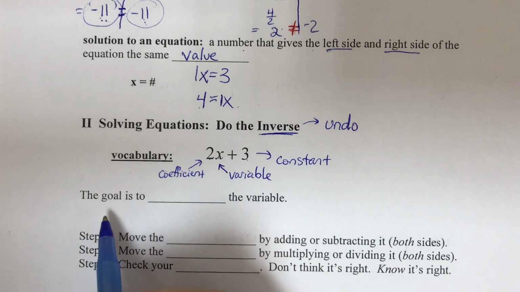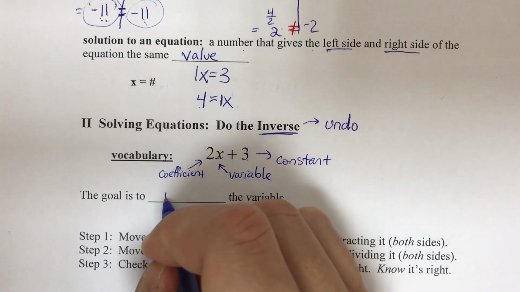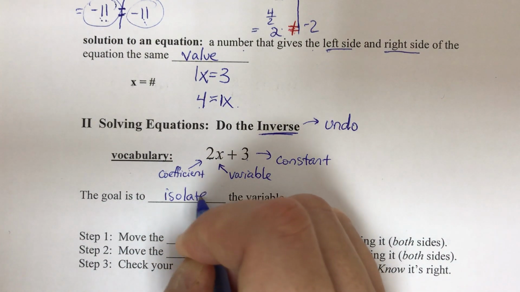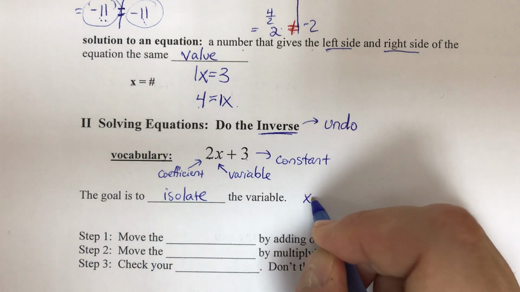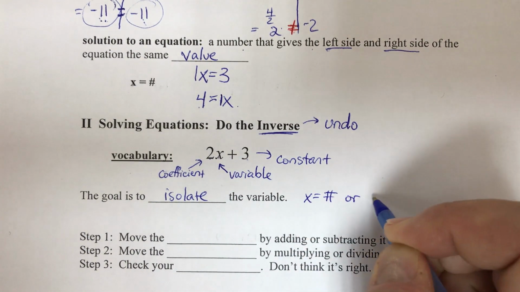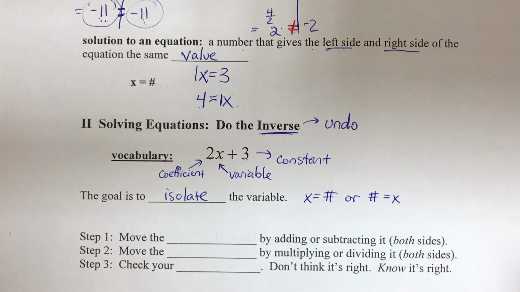Our goal when we solve an equation is to isolate the variable. What I mean by that is get it by itself. So either x equals a number or a number is equal to x. That's how we know we're done.